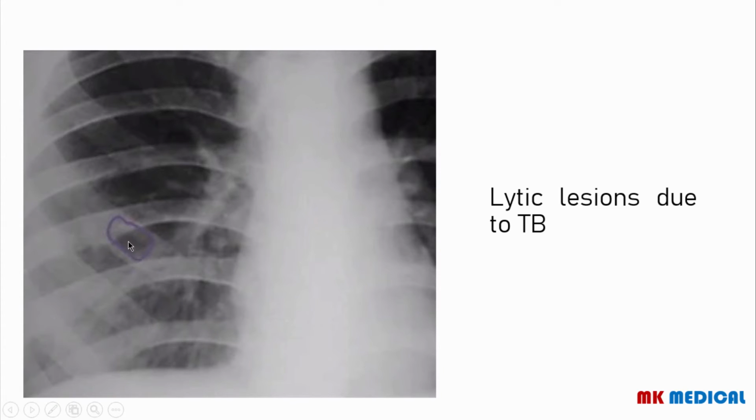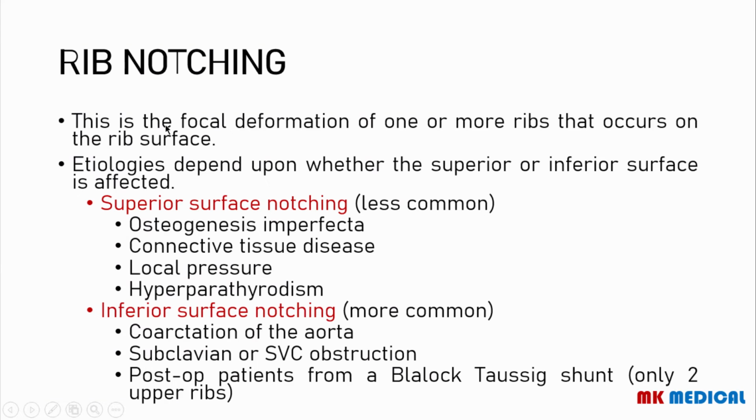As we can see here, there's this dark area in this rib that is signifying an osteolytic process, and it seems like there's something going on also in this area. Then we'll come to the other pathology that's affecting bone, which is known as rib notching.